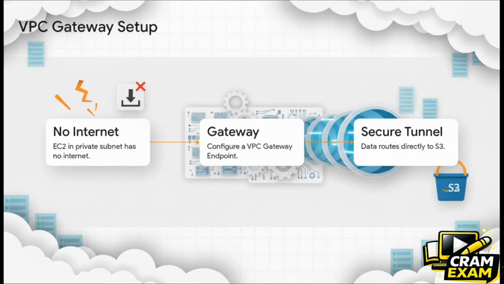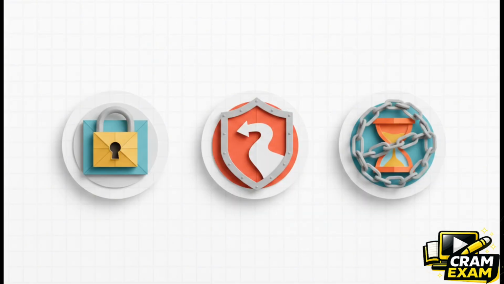The solution here? You absolutely must configure a VPC gateway endpoint. Doing this creates a secure private tunnel from your internal network directly to S3, completely bypassing the public internet so your uploads never fail. Okay, let's lock this down.